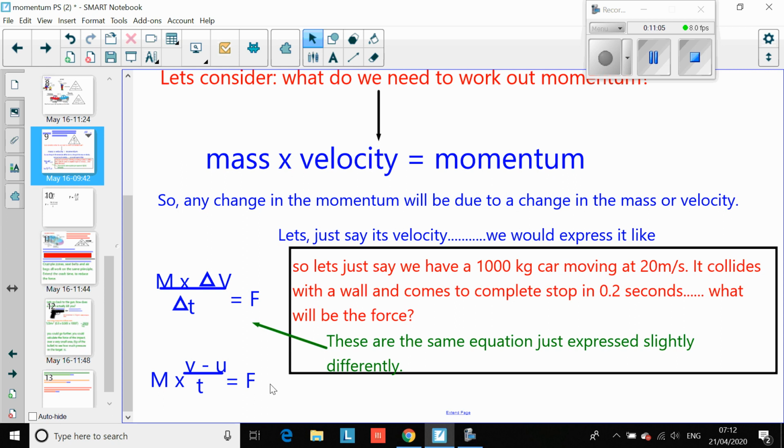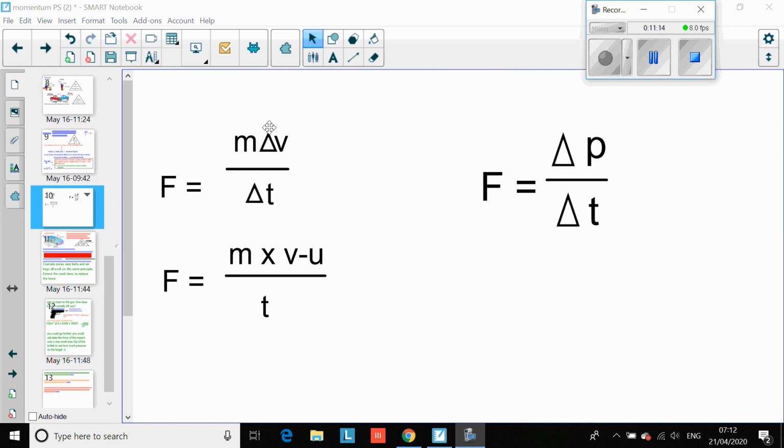Probably a good idea to quickly copy those out just as an example. Okay, so pause the video and do that now. So just to sum up, these are the ways that you can do it. This is the example which is in your revision guide on page 71. Force is mass times change in velocity divided by change in time.